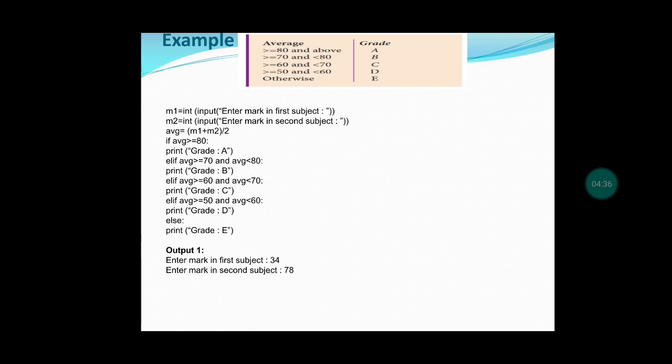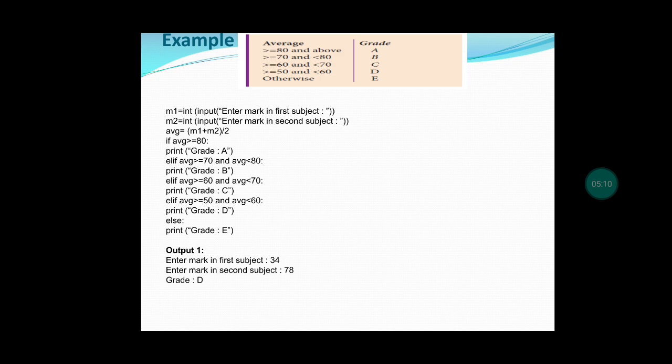Now our average is 56. So the first if condition will be false. Then it goes for the elif. The second condition is also false. So then it goes for the third condition, that is greater than or equal to 60 and less than 70, that is also false. Next it goes for the next condition, that is average greater than or equal to 50 and less than 60. Our average is 56. So we are getting the grade D.